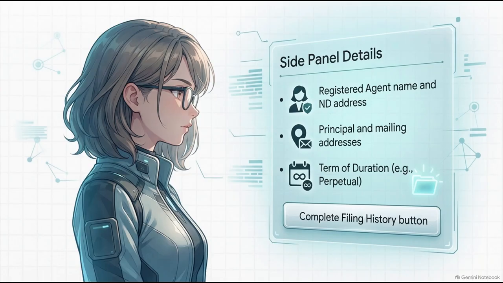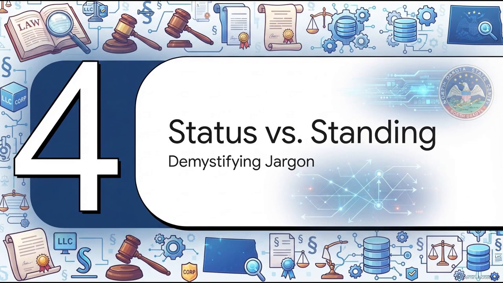You'll also see the principal and mailing addresses, the term of duration, and, incredibly, there's a button to view the complete filing history, showing you literally every document filed over the entity's entire life. This brings us to a really important topic in Section 4.